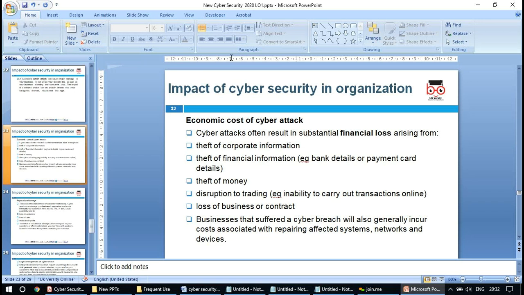Yeah, no, I'm fully aware of that, so I'm quite happy to look at that myself. So anything could happen, the theft of money or anything, disruption to trade or loss of business contract. Anything can happen.